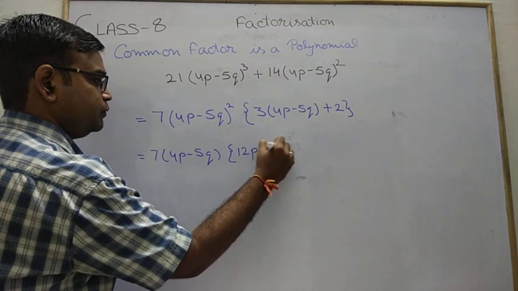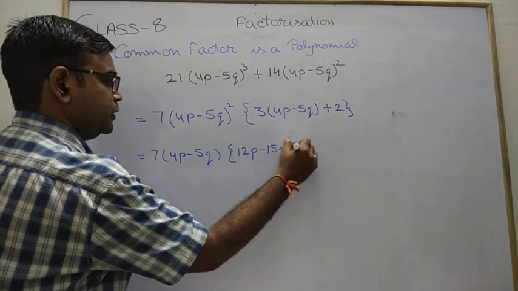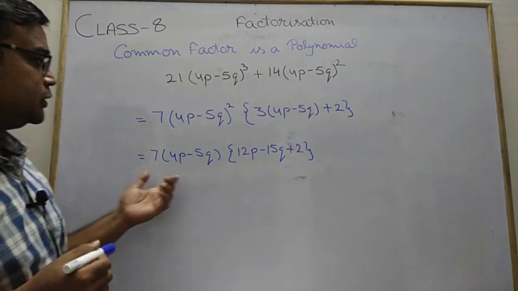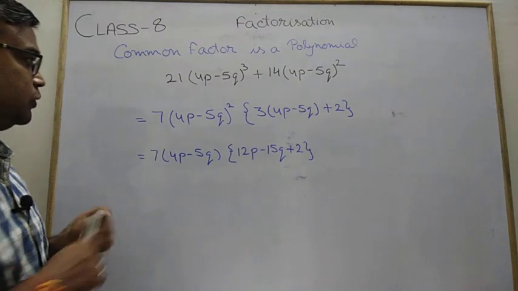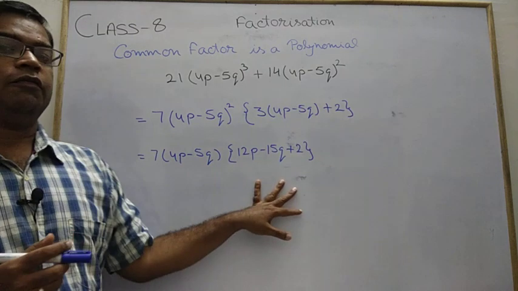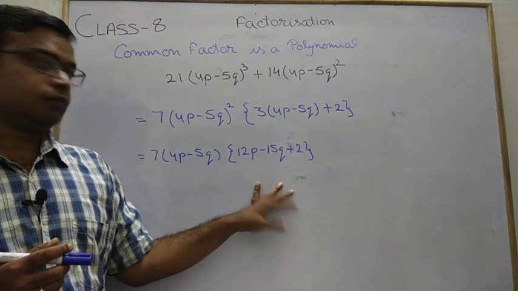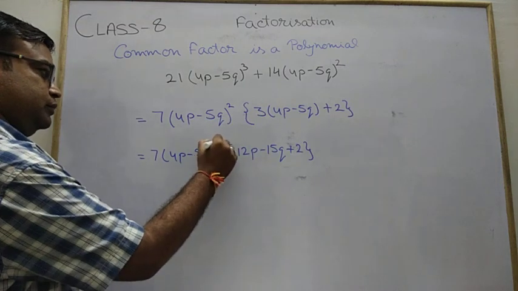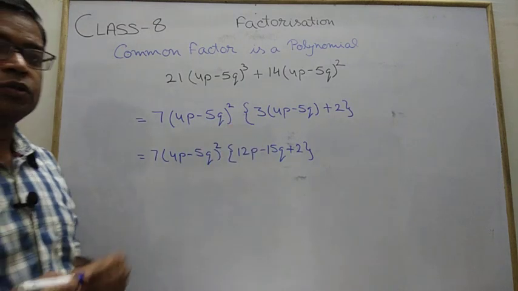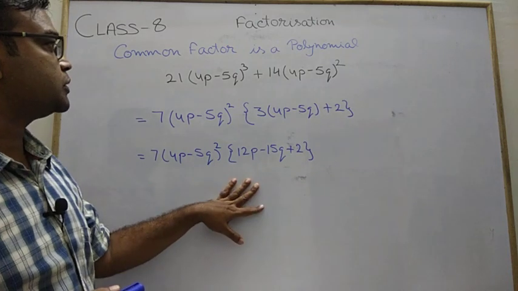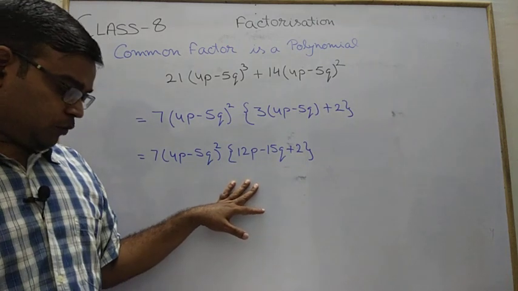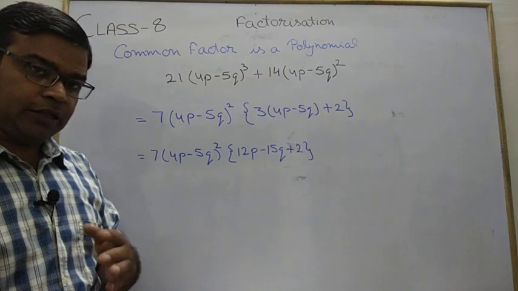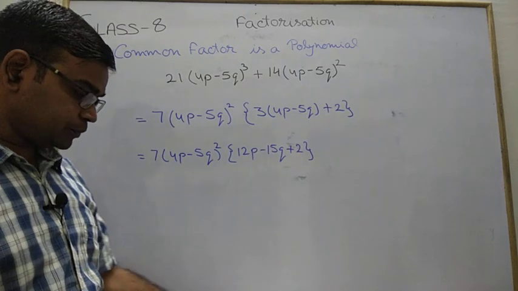(12p minus 15q plus 2). This is, I think, your solution, because we are unable to write more factors from this one. One thing I am missing, square is there. So all of you do this type of questions given in your book. I told you that there is a change of sign that we discussed at the last of the video.